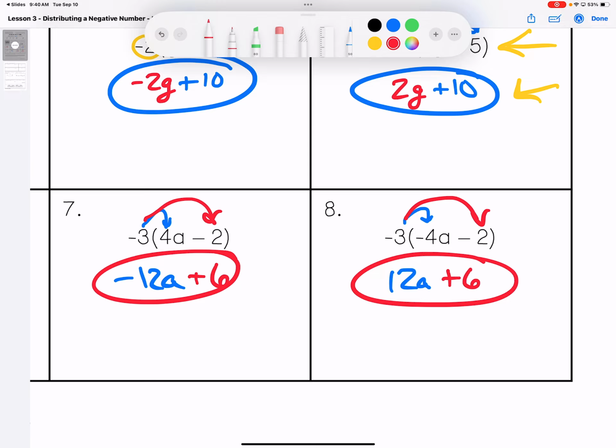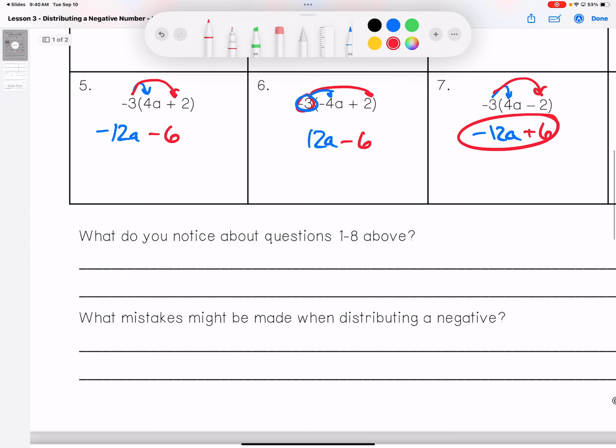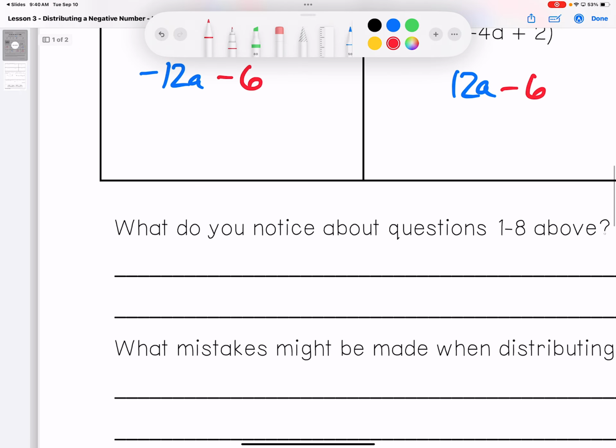All right, so here we go. What do you notice about questions 1 through 8 above? Here's what I need you to notice. I want you to think for just a second about what you do notice.